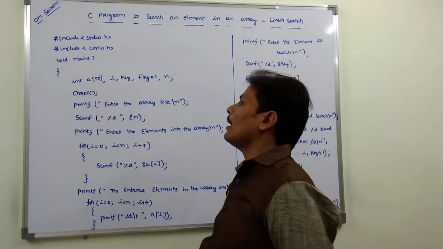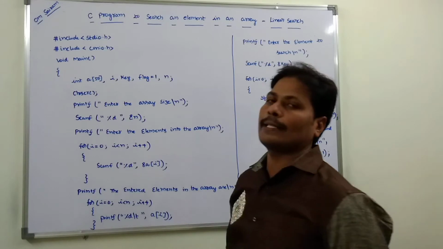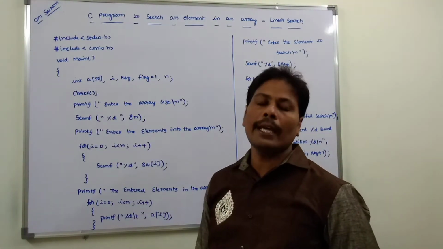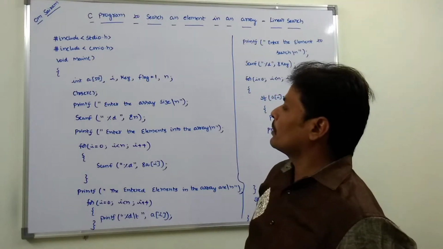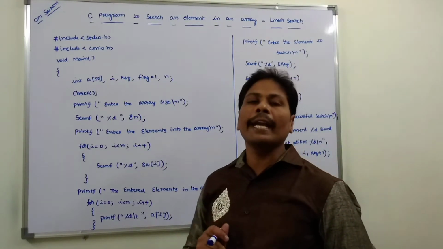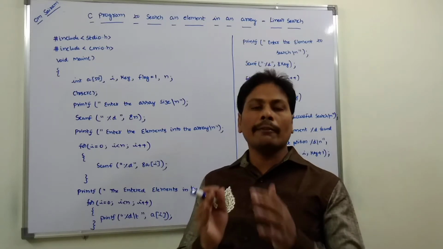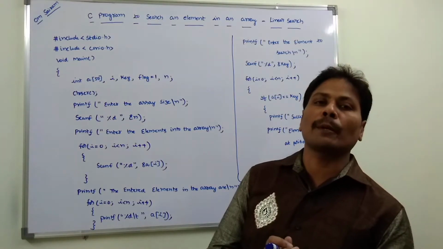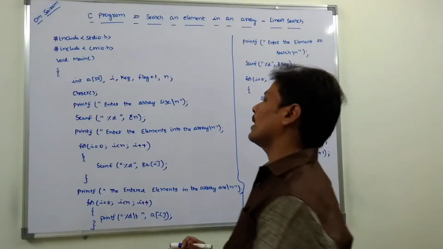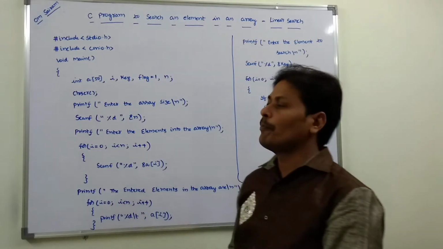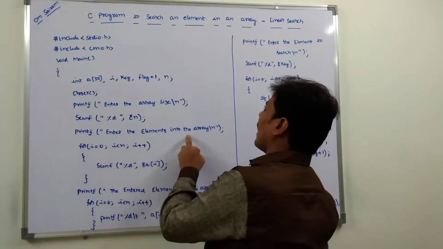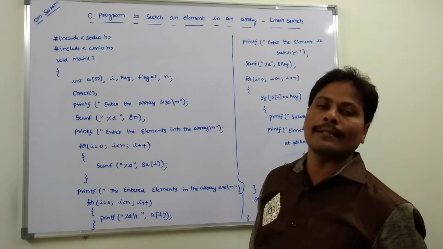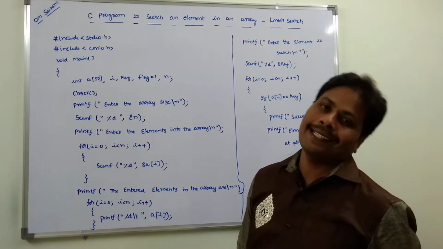So clrscr, printf enter the array size. Then scanf percentage d ampersand n. Here the n value is read from the keyboard. Whatever array size you want, that array size is read from the keyboard and stored in n. Next, printf enter the elements into the array. Now we are entering the elements into the array with the size n.